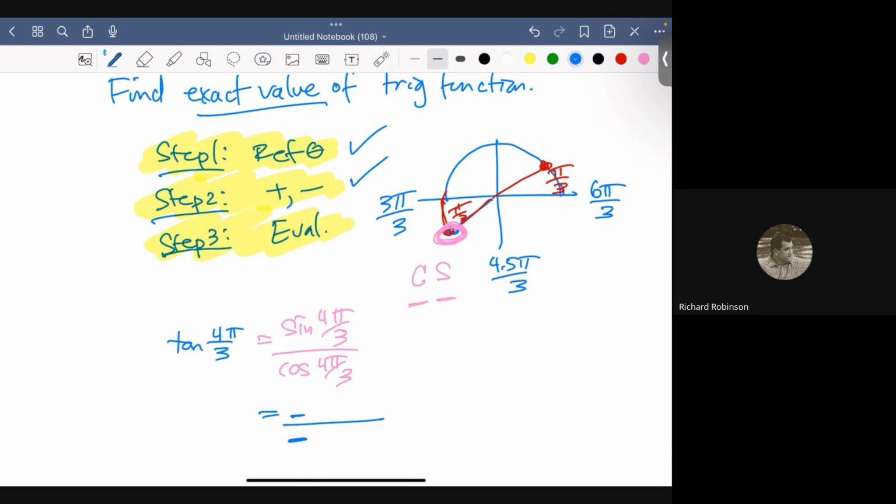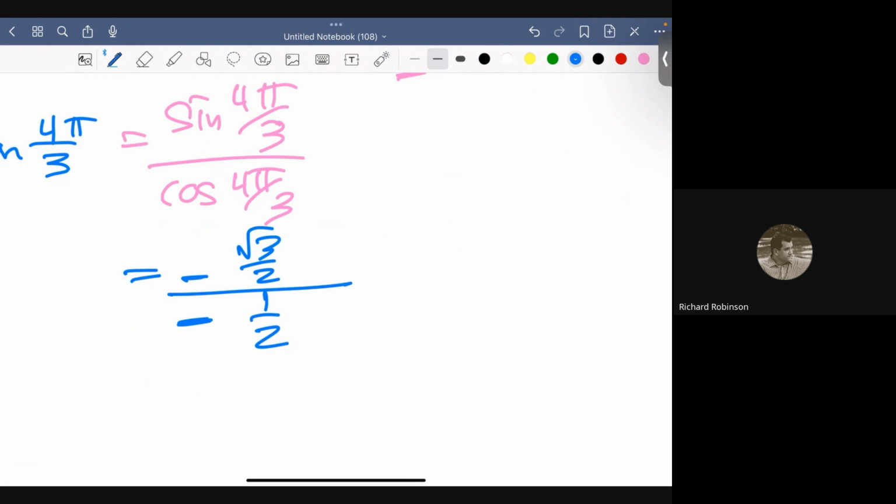Cosine is on top of your hand, yes? So it's 1 over 2. And on the bottom of your hand is sine, so it's square root of 3 over 2. And then negative divided by negative is positive. And when you take one fraction divided by another, you multiply by the reciprocal, you end up getting the square root of 3.